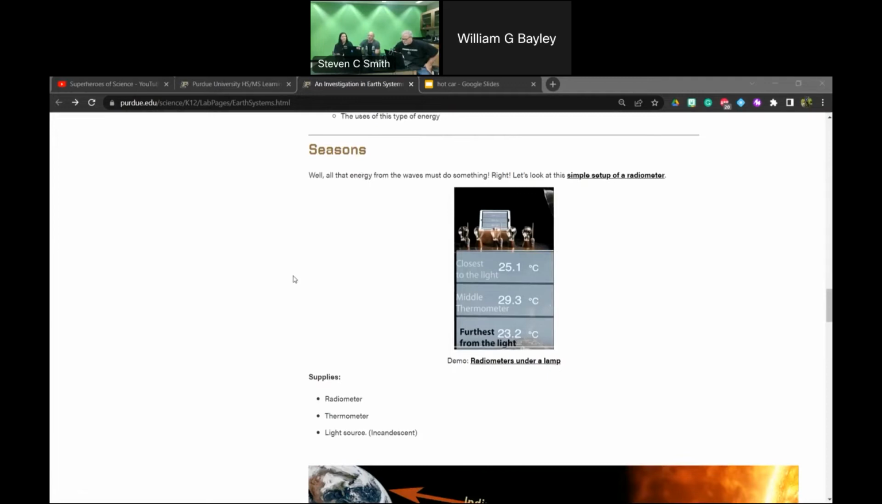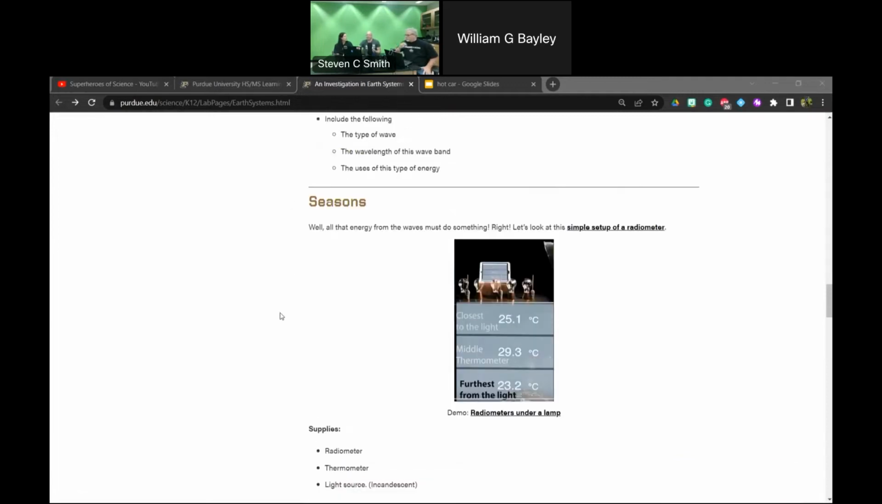And so waves and energy bring us into seasons, right? It's probably good for understanding. And for the seasons, one of the things I love using is the radiometer. The radiometer is what I use when I do seasons.